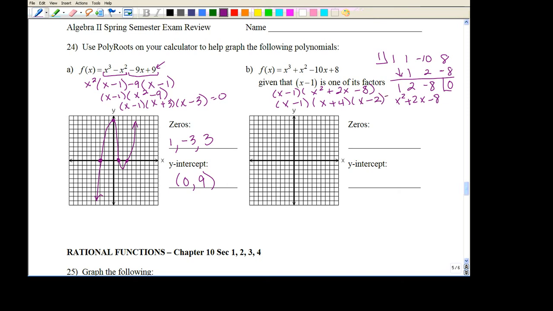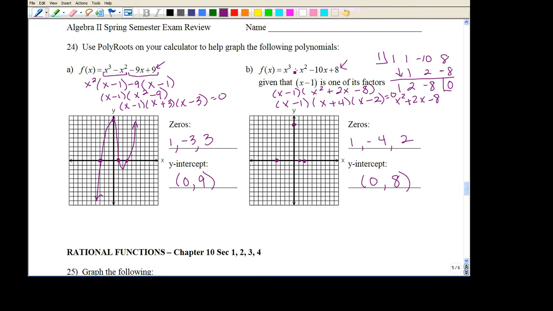So then if you set each of those factors equal to 0 and solve for x, for the first one, you'll get x equal to 1. Then you'll get x equal to negative 4, and then you'll get x equal to 2. Your y-intercept is your constant term sitting there at the end, so you'll have 0, 8. So plot the zeros on your graph at 1, 2, and then negative 1, 2, 3, 4. Your y-intercept is at 0, 8.